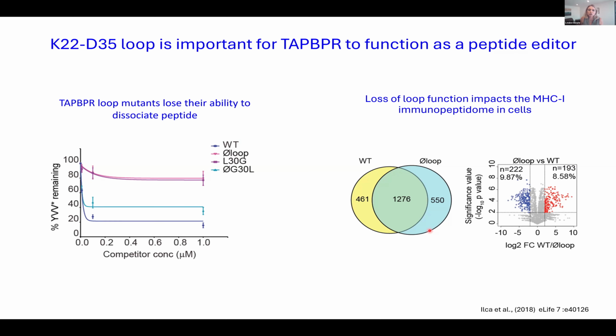We also went on to show that in cells, mutation of the TAPBPR loop region affects the immunopeptidome that's presented on the MHC class 1 molecules, showing that this is not just an in vitro assay system that this works in, but also in a cellular system.